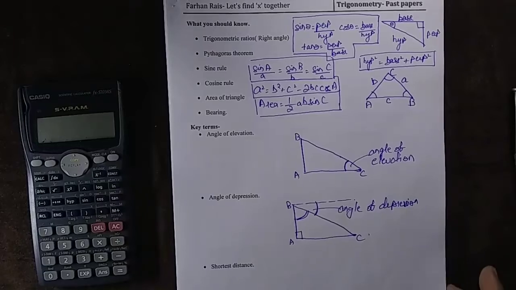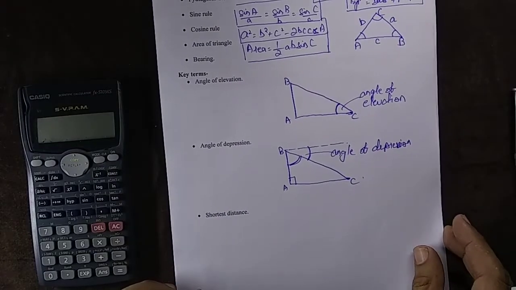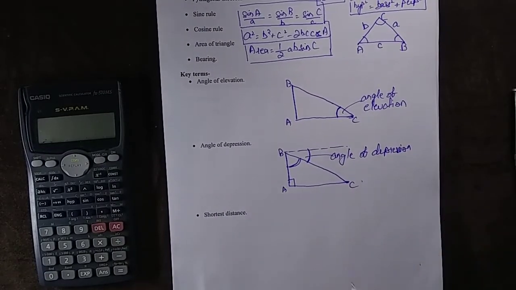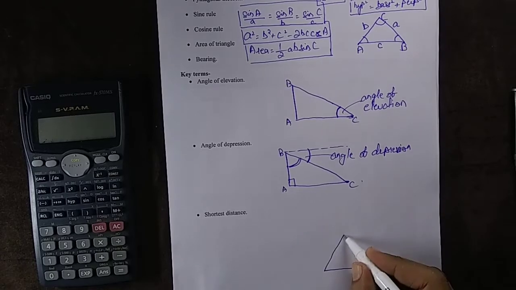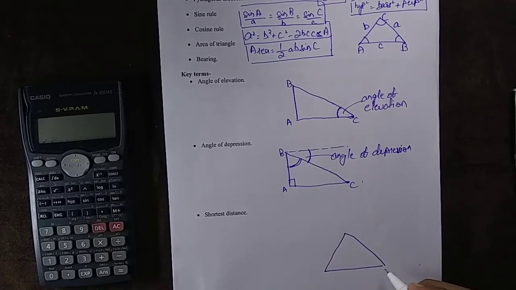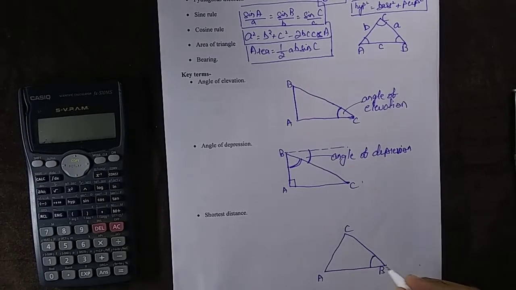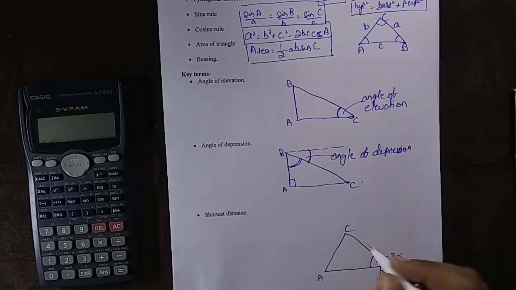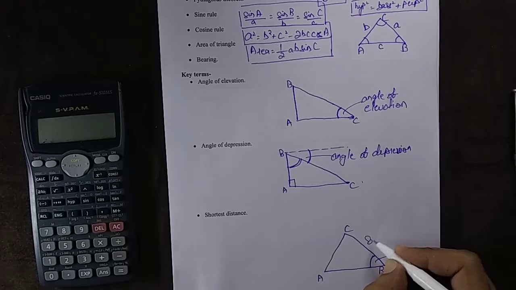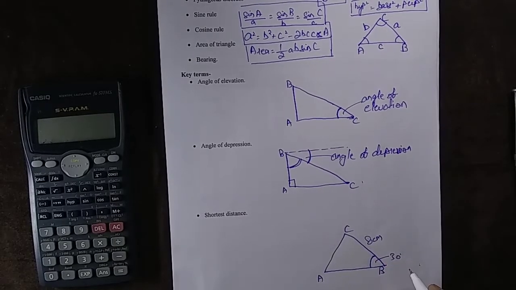The third important concept to be known about trigonometry is the shortest distance. For shortest distance, it would always be the perpendicular distance. Now, for example, if you have this triangle ABC, and in this triangle you are given this angle, let it be 30 degrees, and this side BC as, let's suppose, 8 centimeter. And you are asked to find the shortest distance from C to AB.